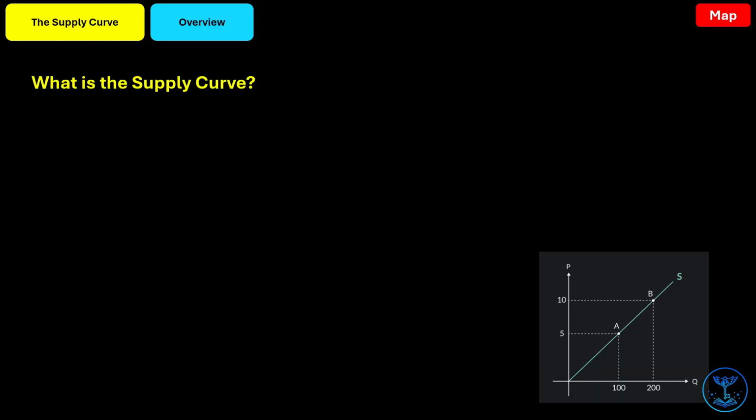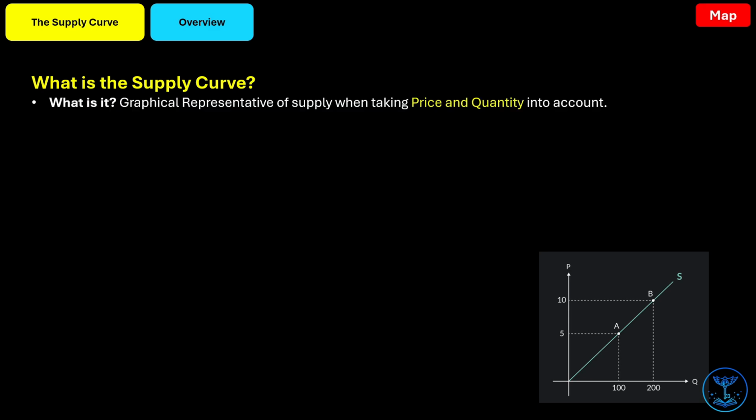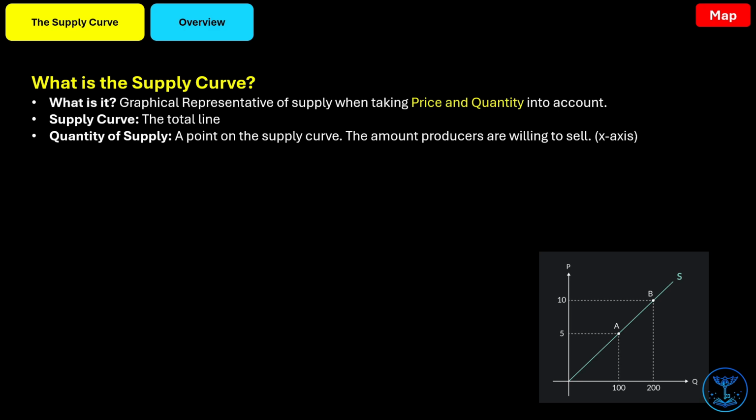So now moving on to the supply curve. What is the supply curve? It's a graphical representation of supply when taking price and quantity into account. The supply curve is the total line. The quantity of supply is a point on the supply curve. This is the amount producers are willing to sell.